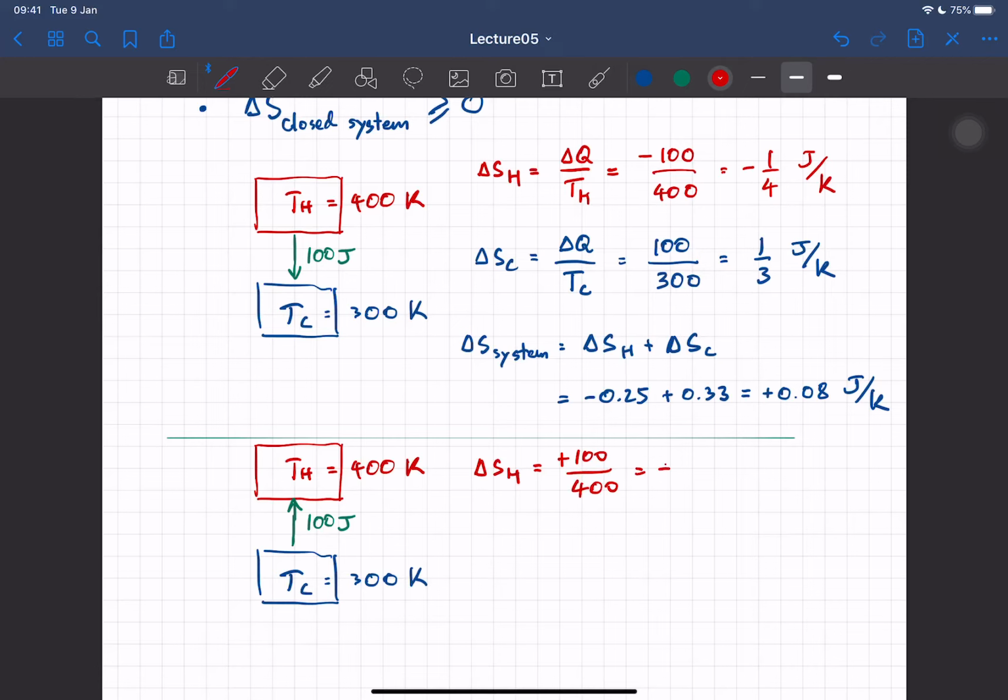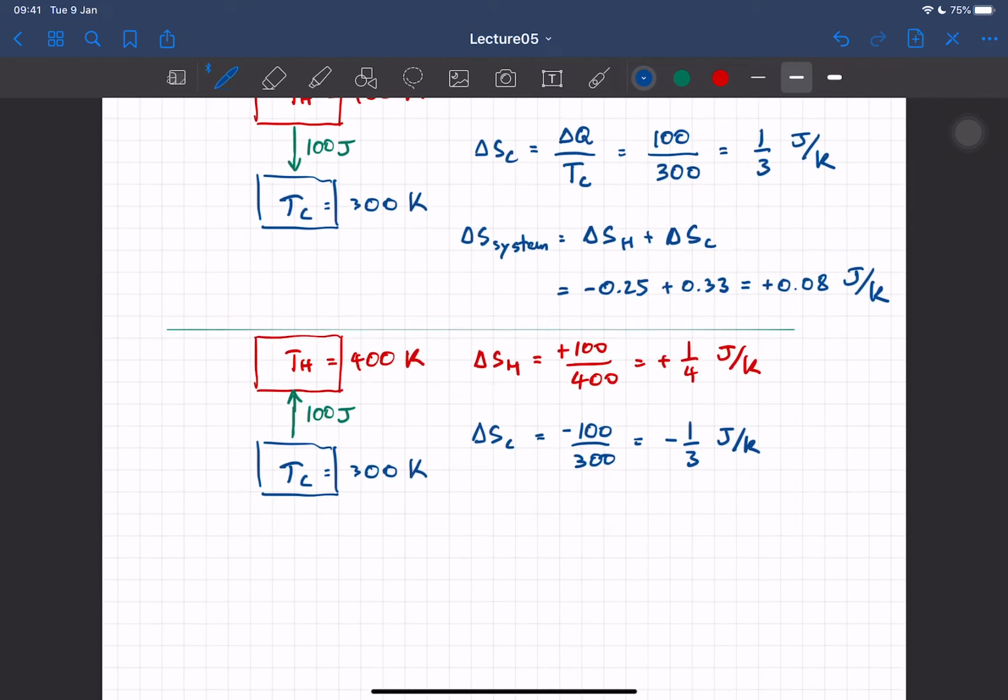So that's gonna be plus 1/4 joules per Kelvin. And T cold is the same except again the sign is reversed. So it's gonna be minus 100 divided by 300. Okay. So make sure you understand why the sign is reversed, right? It's because we reverse the direction of the flow of heat. So that's going to be minus 1/3 joules per Kelvin.